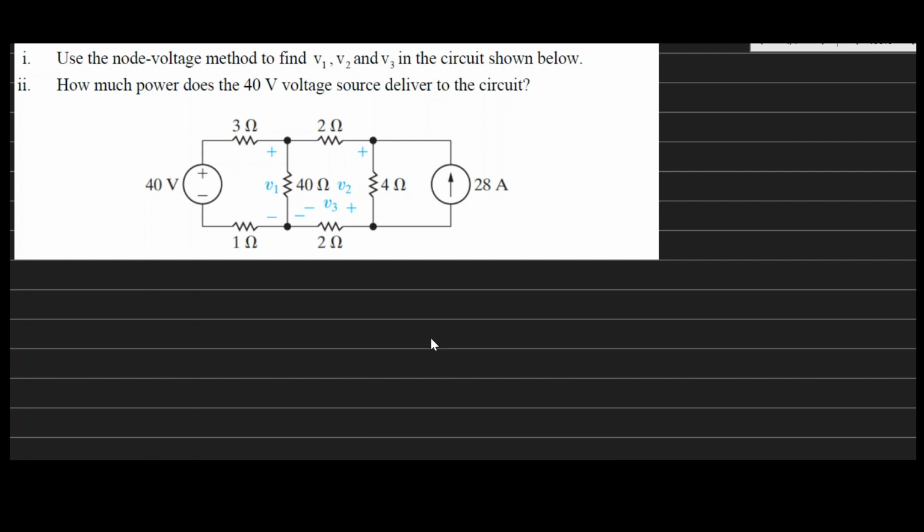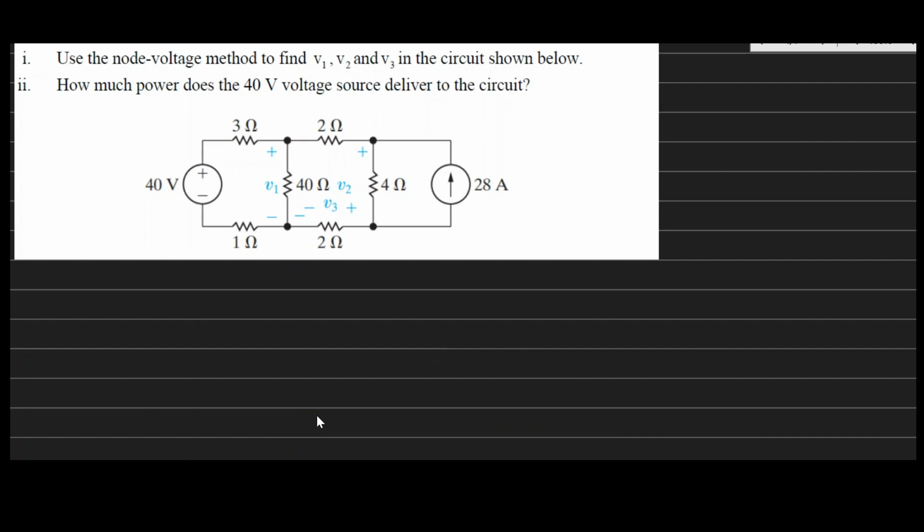Okay, so welcome. In this video, we are going to solve a problem. The question reads: use the node voltage method to find V1, V2, and V3 in the circuit below. And then we also have to find how much power the 40-volt voltage source delivers to the circuit.